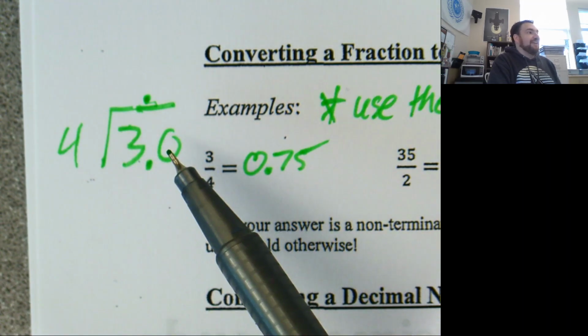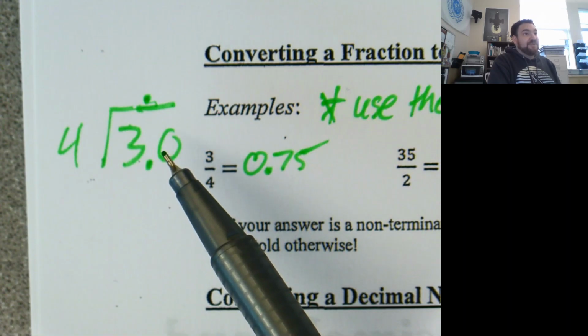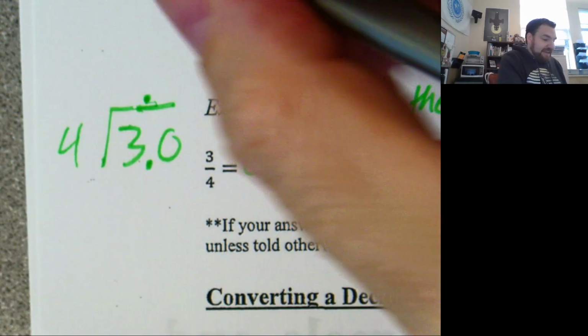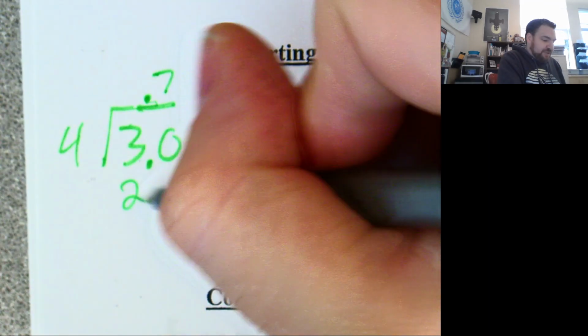Does 4 go into 30? It does. Jacob, what is it? How many times does it go in? You said it does. Scarlett? Yeah, it goes in 7 times, because 7 times 4 is 28.